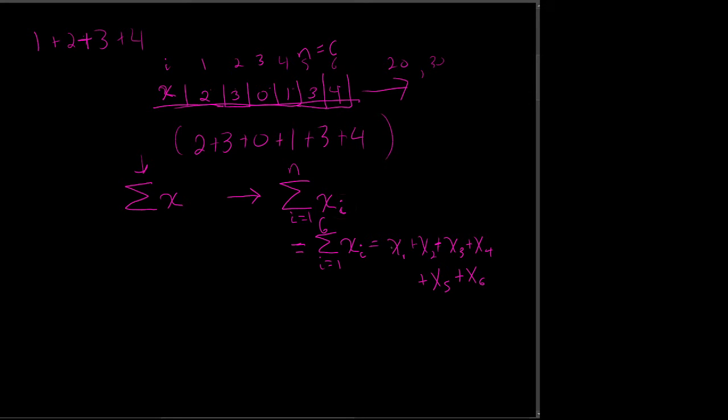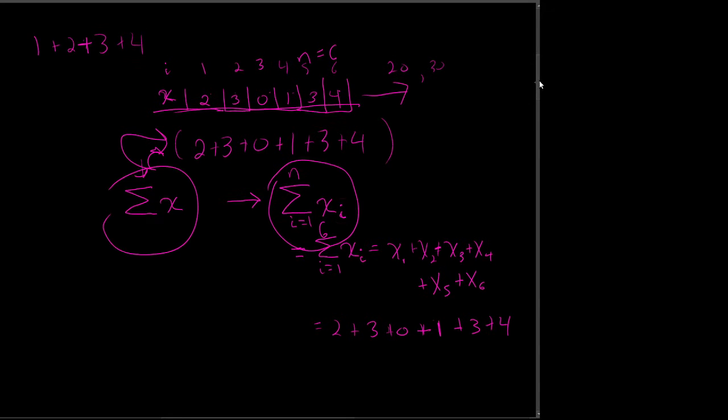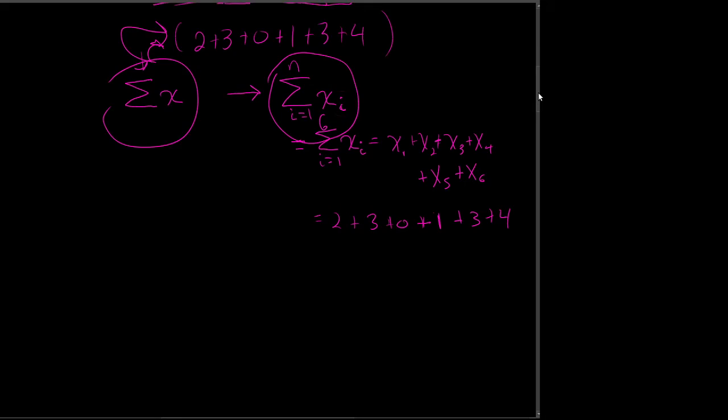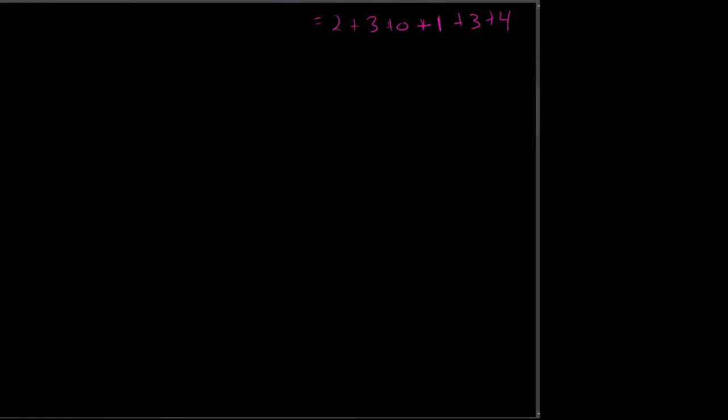And so in here, when I say x1 was 2, x2 was 3, the one in the third place was 0, the one in the fourth place was 1, the one in the fifth place was 3, and the one in the sixth place was 4. Writing it like this, or this, is a compact way of carrying all of this around. And if I define something that uses a sum, I don't have to worry about how many things there are or what the particular thing looks like.